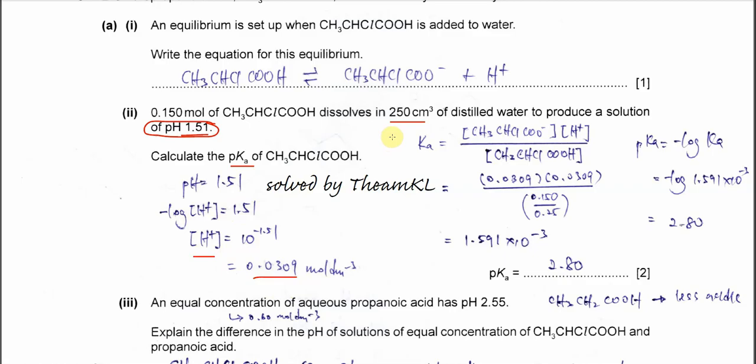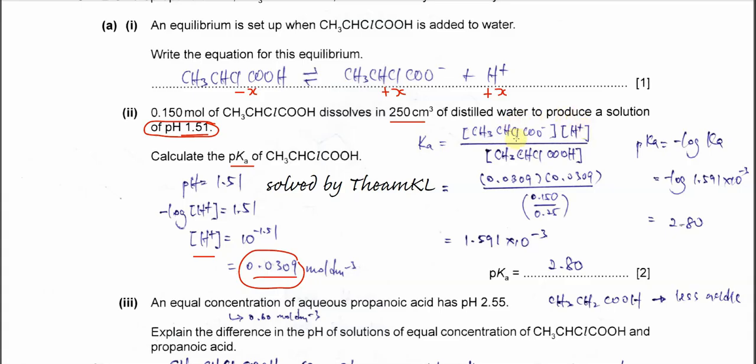And because this is the acid solution, when X mole of the acid ionizes, it will form X mole of the salt and X mole of H+. So when we know the concentration of hydrogen ion, it is actually telling us that the concentration of the salt is the same. So the concentration of this anion is 0.0309 mole per dm³.